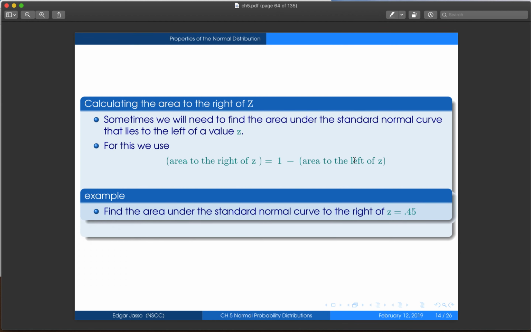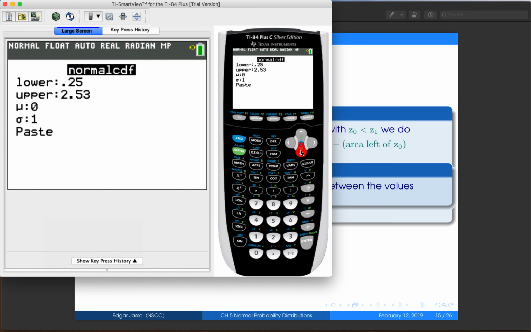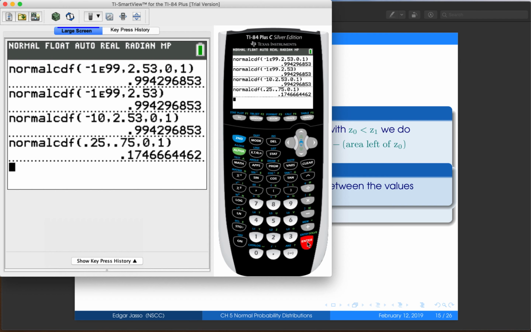With the calculator, all you have to do is change this. I can do second distribution, normal CDF. And I can put here from 0.25 to 0.75. I'm finding the area between 0.25 and 0.75 under a normal curve that has mean 0 and standard deviation 1. Okay, so you don't have to go left of 75, left of 25, and subtract them.